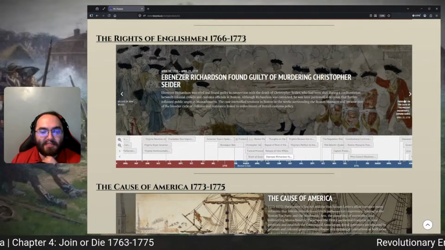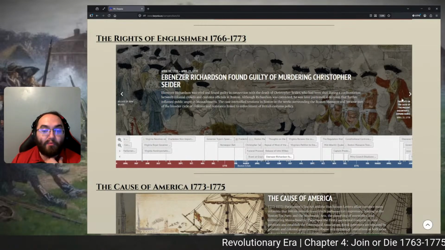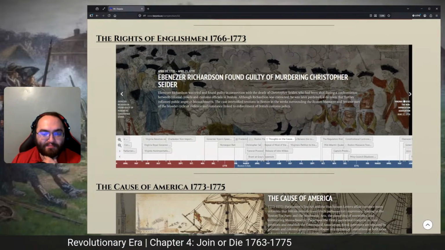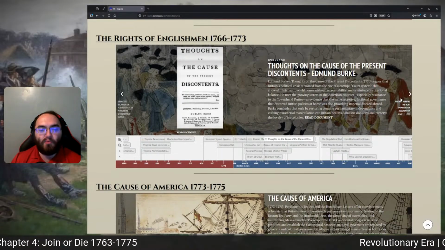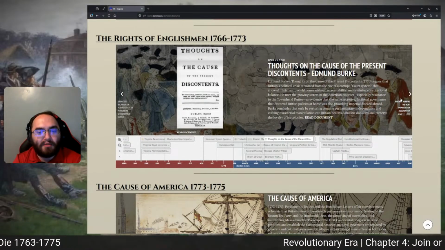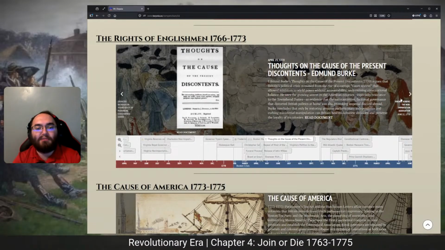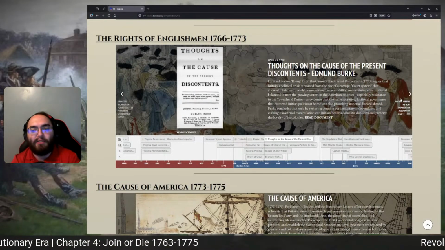Ebenezer Richardson is found guilty of murdering Christopher Seider. However, he will be pardoned, and this will anger the colonists. Edmund Burke, a member of Parliament, will write this political essay, Thoughts on the Cause of the Present Discontents, that is, the protests and issues going on in the colonies.